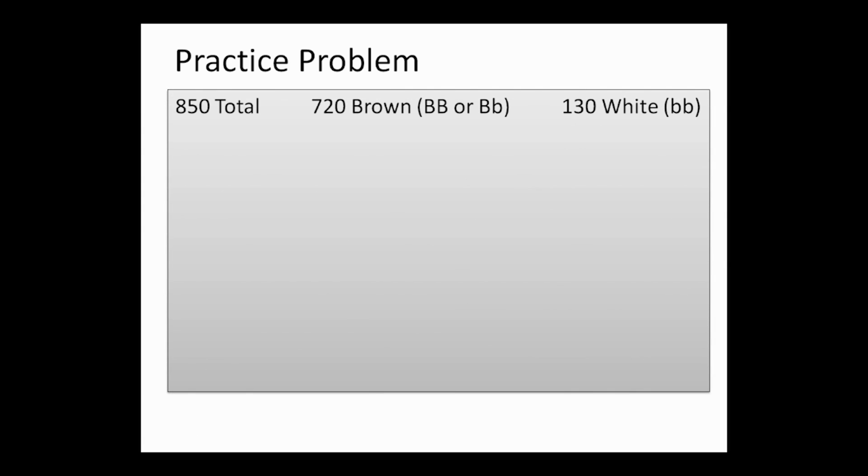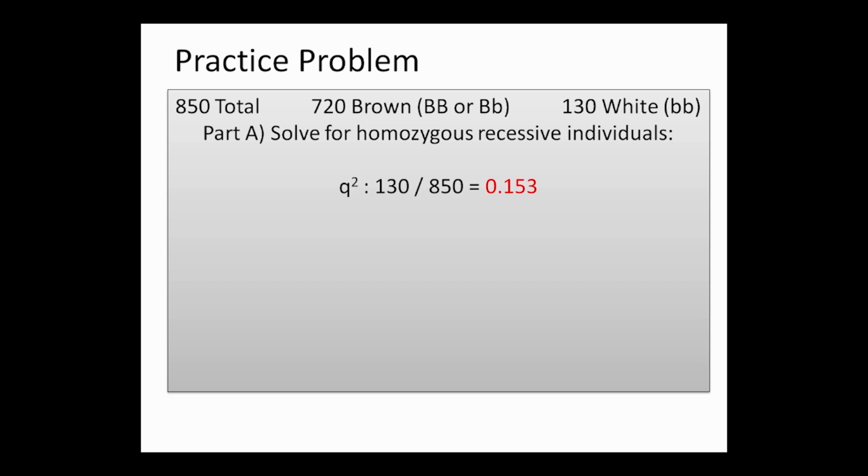so here are my totals. I have 850 mice total. 720 of them are brown, but I don't know their genotype. Remember, I was given phenotype. I know they're brown, but I don't know if they're homozygous dominant or heterozygous. And 130 of them are going to be white. Those are my recessive individuals. And those are the ones that I want to start with. Whenever I tackle a Hardy-Weinberg problem, I want to start with my homozygous recessive individuals.